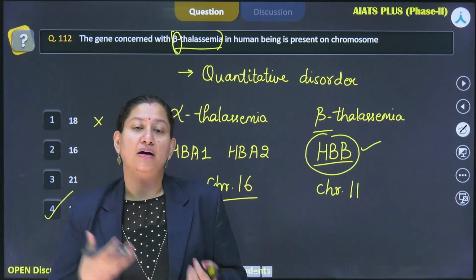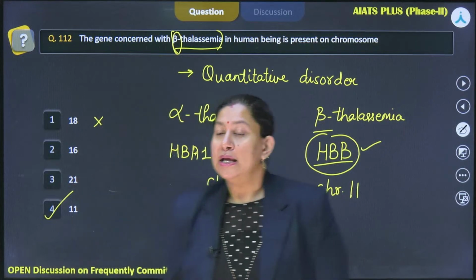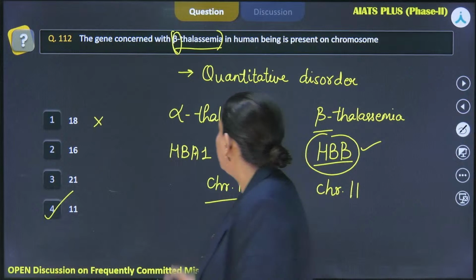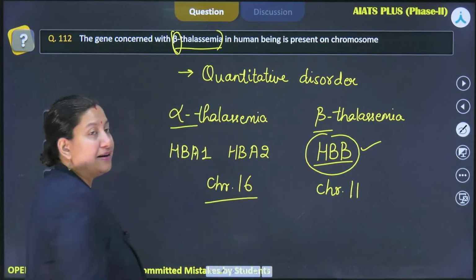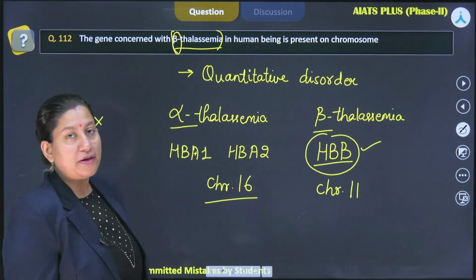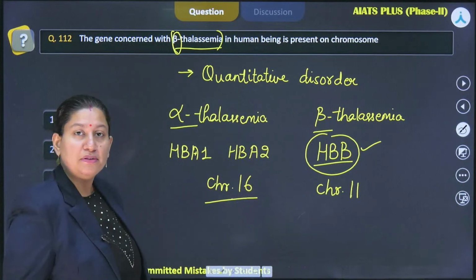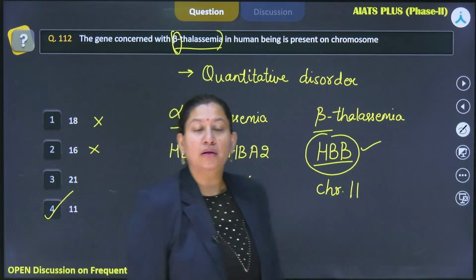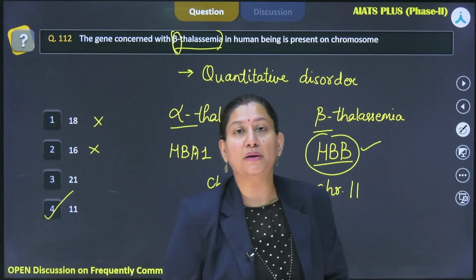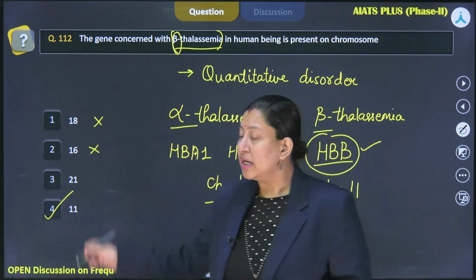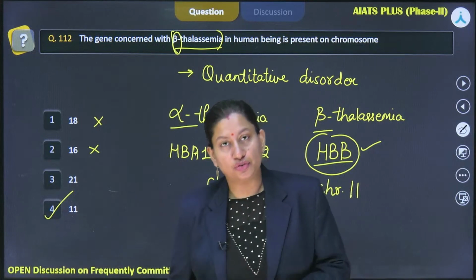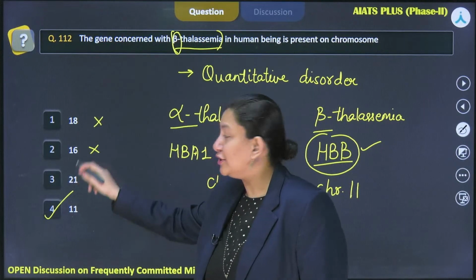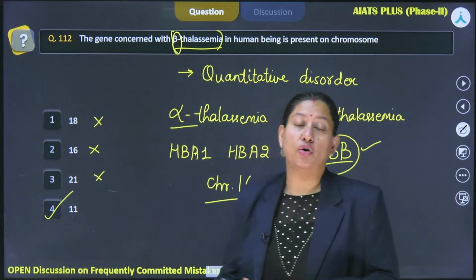This question has been asked in the PYQ as well. Now, talking about option number 2, 16, as I've told you, the genes that are controlling alpha thalassemia, the synthesis of alpha chains, are present on chromosome number 16. And then when we talk about chromosome number 21, the trisomy of chromosome number 21 is considered as Down syndrome, right?